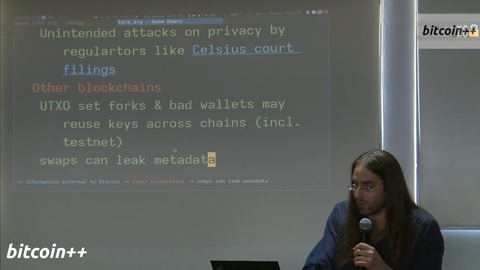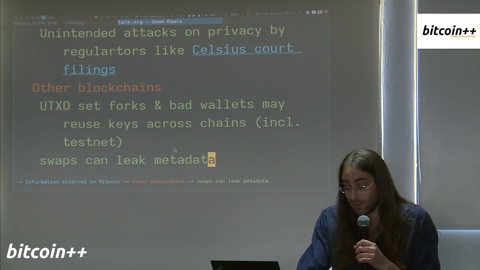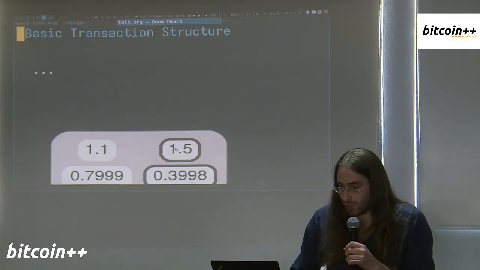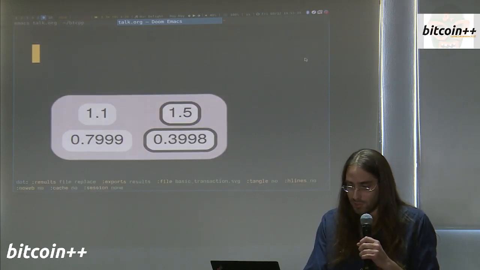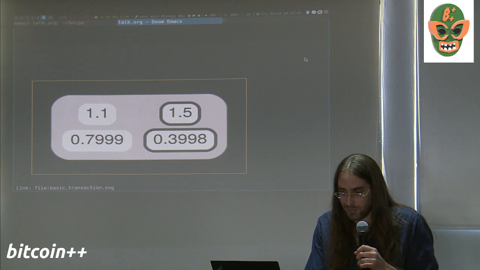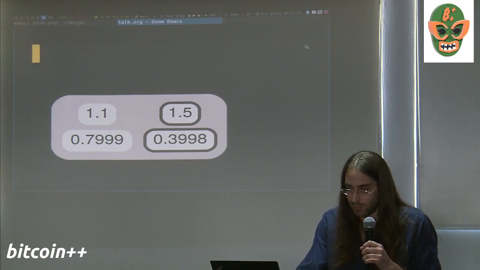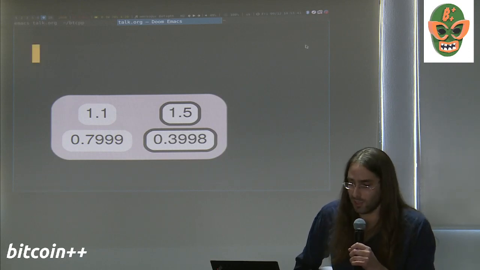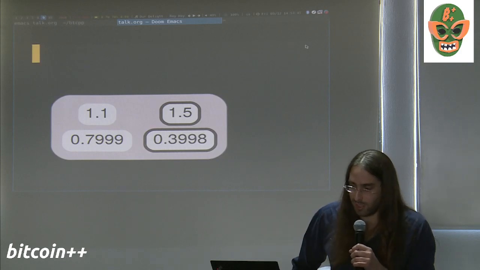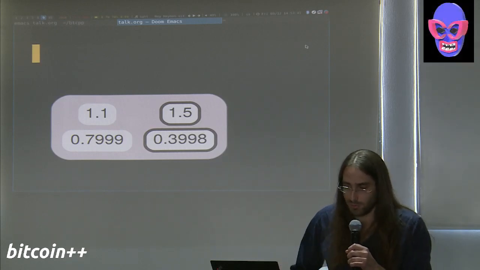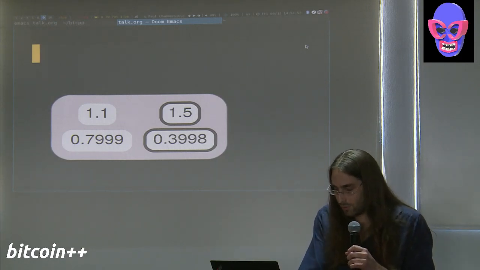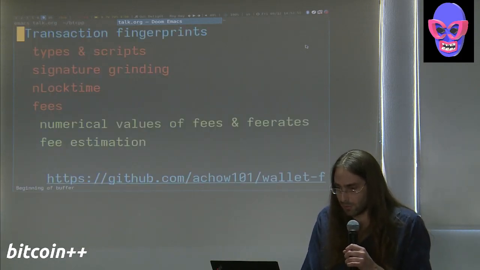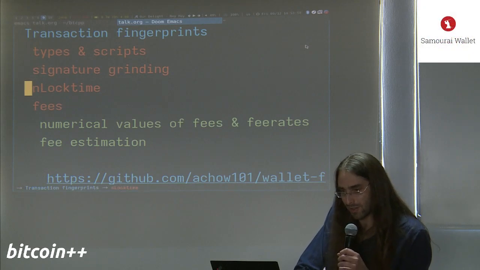It's also a concern when your wallet doesn't segregate between testnet and mainnet. Okay, so now going into the meat of it. This is just a diagram. This is how I'm going to be drawing transactions today. Heavy borders indicate something that's unspent, just for readability's sake. So let's look at something. Oh, sorry. Out of order.